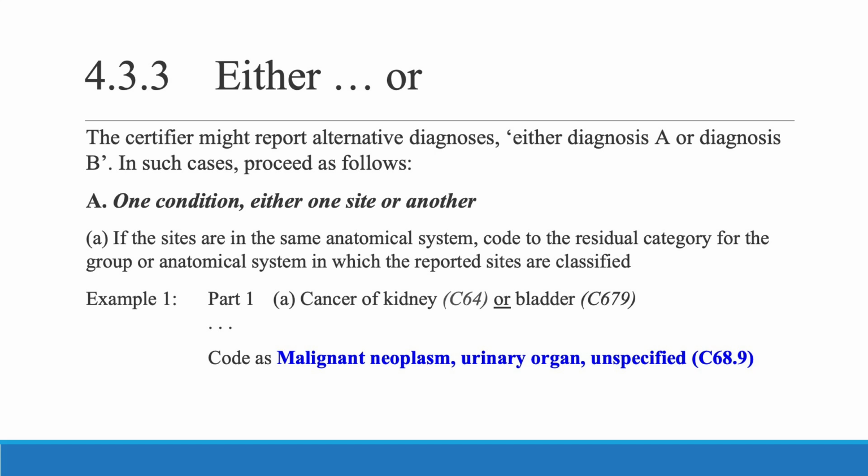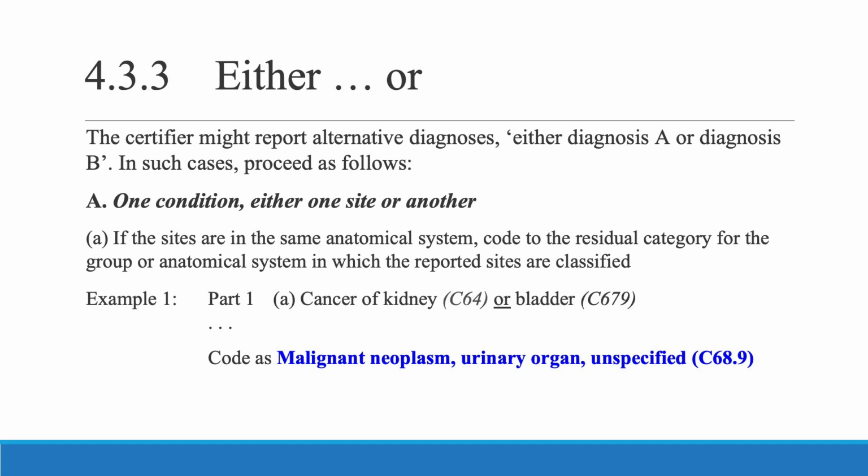As an example, which you will also find in Volume 2 in Section 4.3.3AA, a certifier might report on the certificate cancer of kidney or bladder. Here, the certifier is expressing some doubt as to the point of origin of the malignant neoplasm he's reporting. He tells us that it's either in the kidney or the bladder. The instruction at 4.3.3 capital A lowercase a says, when this is the case and the sites are in the same anatomical system, we should code to the residual category of that system for that condition.